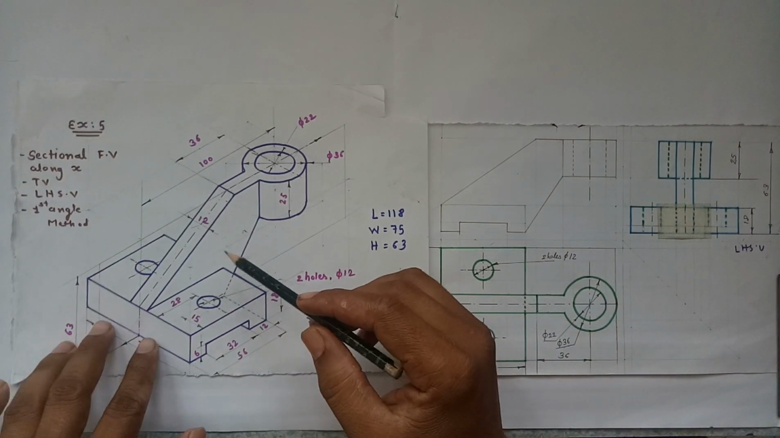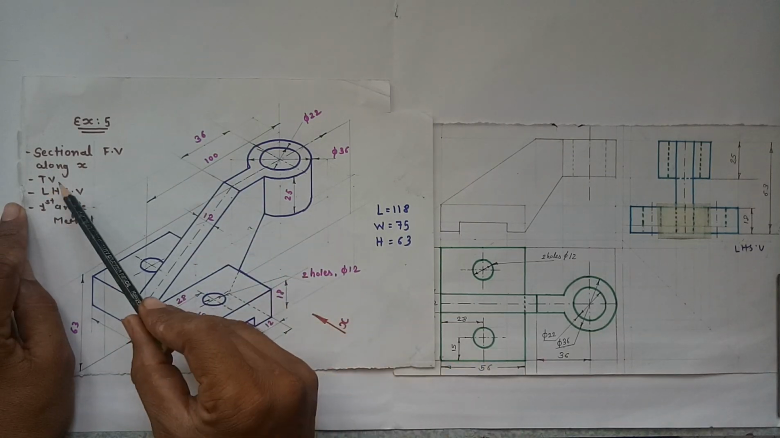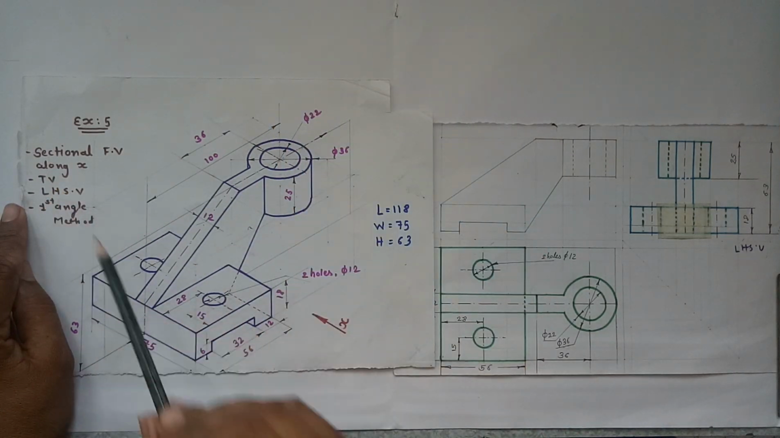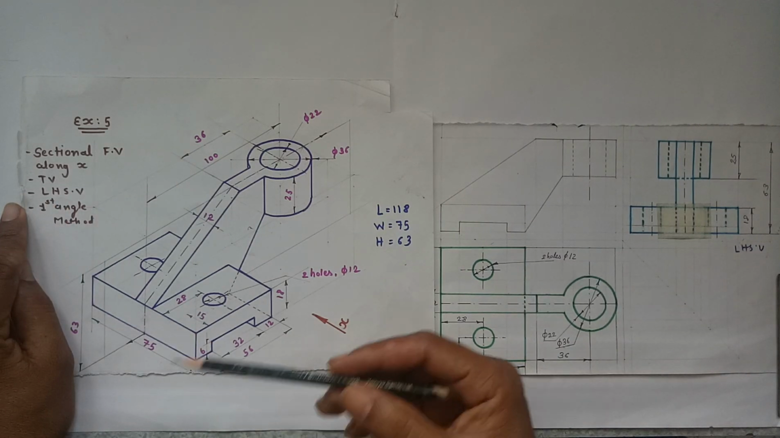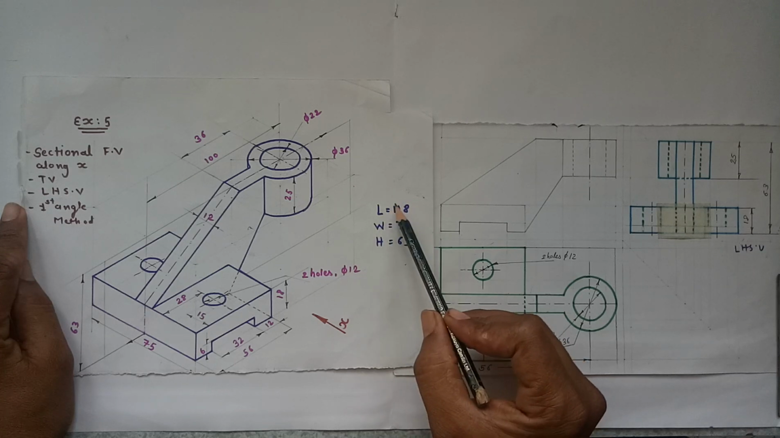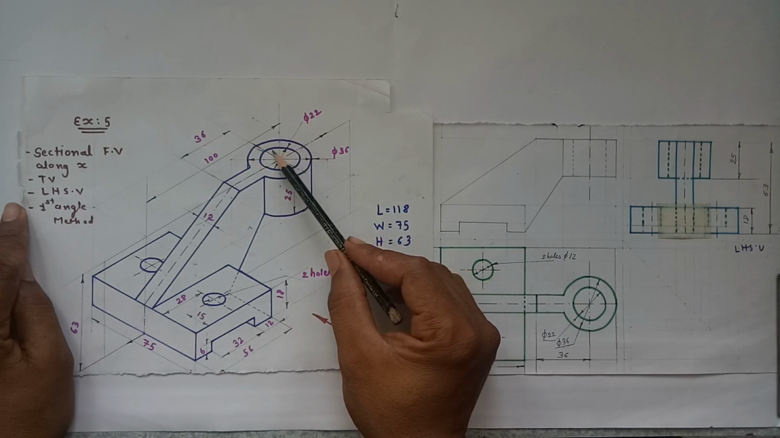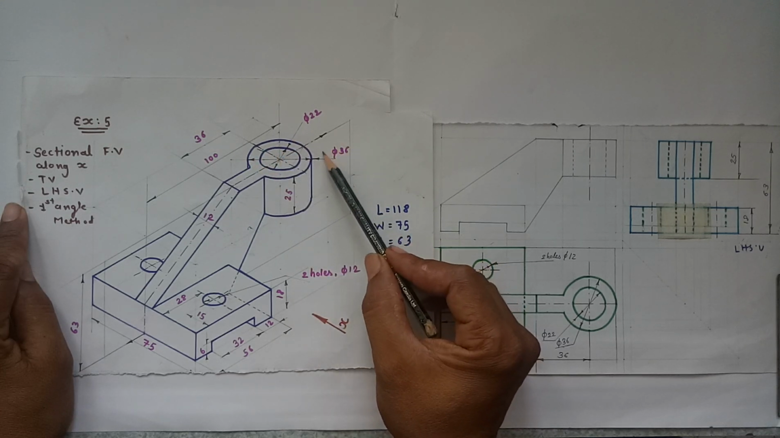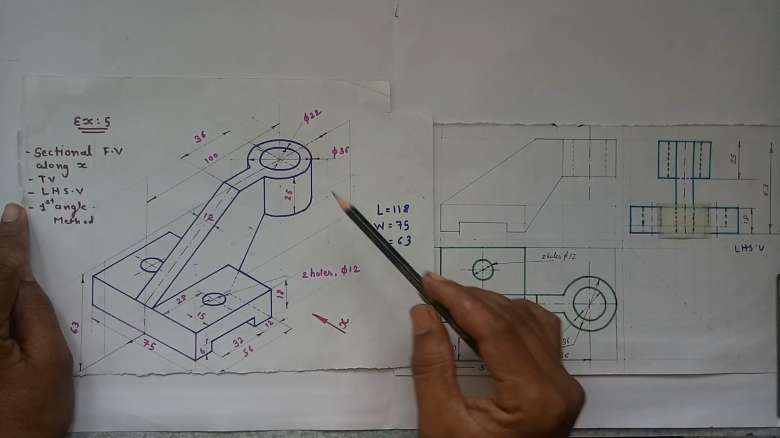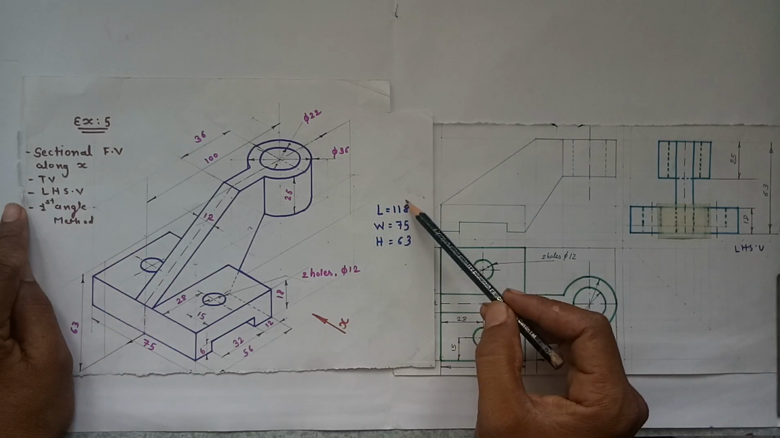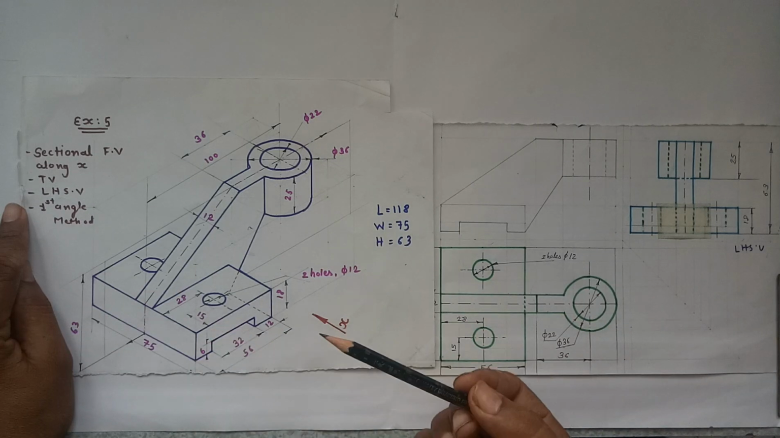In this example we have to draw the sectional front view along the x direction, the top view and the left hand side view using the first angle projection method. The length of the object is 118 mm, 100 plus 18, where 18 is the radius of this outside circle, because the diameter of this circle is 36, so the radius will be 18. The width of the object is 75, height is 63.